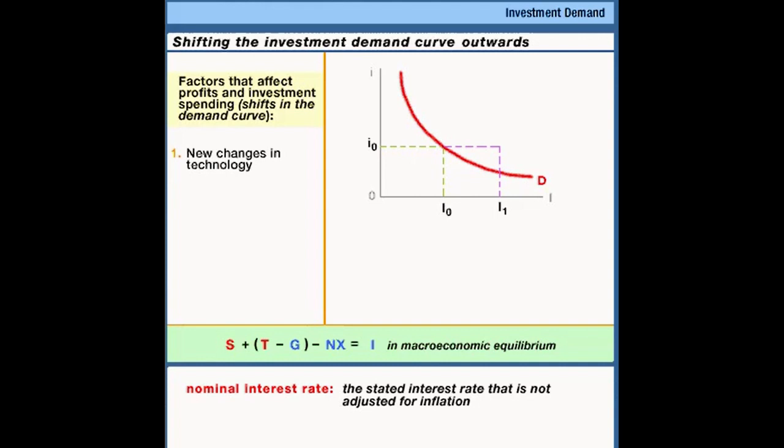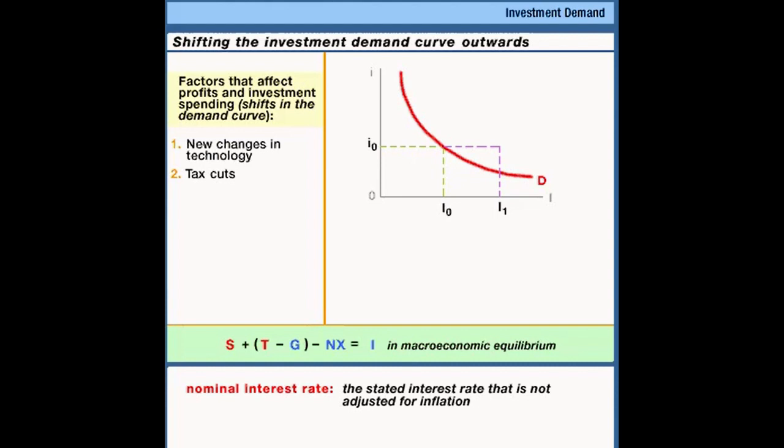of this profit opportunity. A second thing that shifts out the demand curve is tax policy. Suppose the government cuts corporate profit taxes. That means you get to keep more of every dollar that comes into your business. Since business is more profitable, you're inclined to expand your business, and that means borrowing more money at any given interest rate.